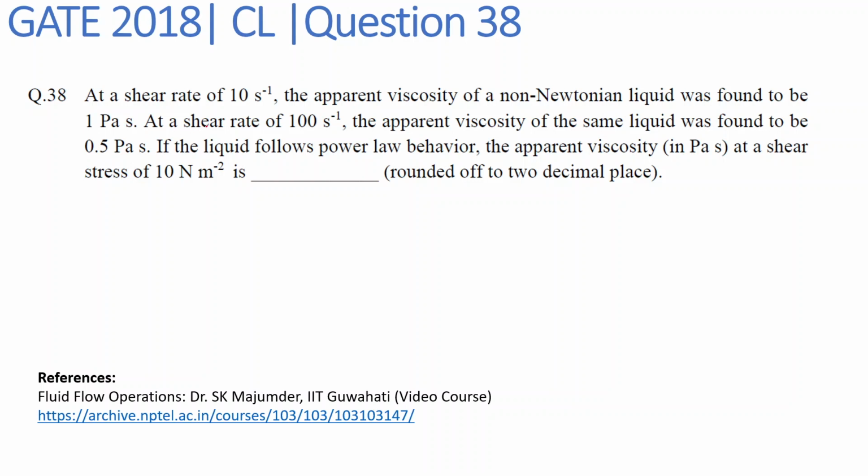At a shear rate of 100 second inverse, the apparent viscosity of the same liquid was found to be 0.5 Pascal second. If the liquid follows power law behavior, the apparent viscosity in Pascal second at a shear stress of 10 Newton per meter square is dash.